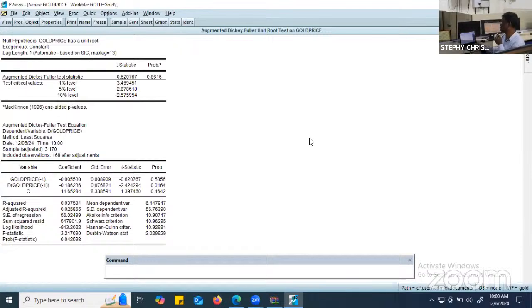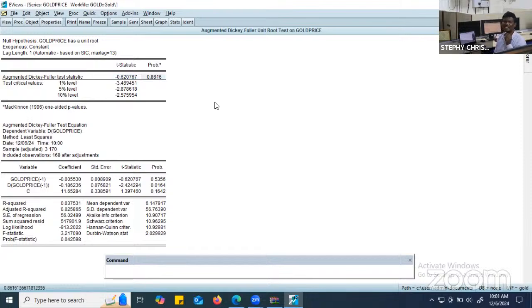I'm maximizing the result. See the result, audience. Okay, so please see the result. Here, look at the t-test. The augmented Dickey-Fuller test is based on the t-test. So what is the value of the t-test? Minus 0.620.